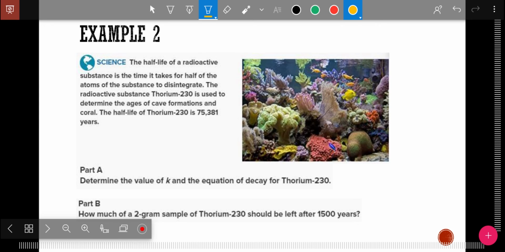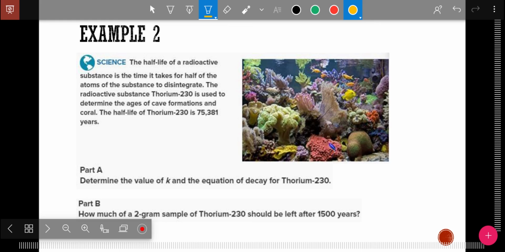And so this example here says the half-life of a radioactive substance is the time it takes for half of the atoms of the substance to disintegrate. The radioactive substance thorium-230 is used to determine the age of caves, formations, and coral. The half-life of thorium-230 is 75,381 years. It lives a long time. Determine the value of k in the equation of decay for thorium-230, and how much of a 2-gram sample of thorium-230 should be left after 1,500 years. A lot there. Let's chunk it out.